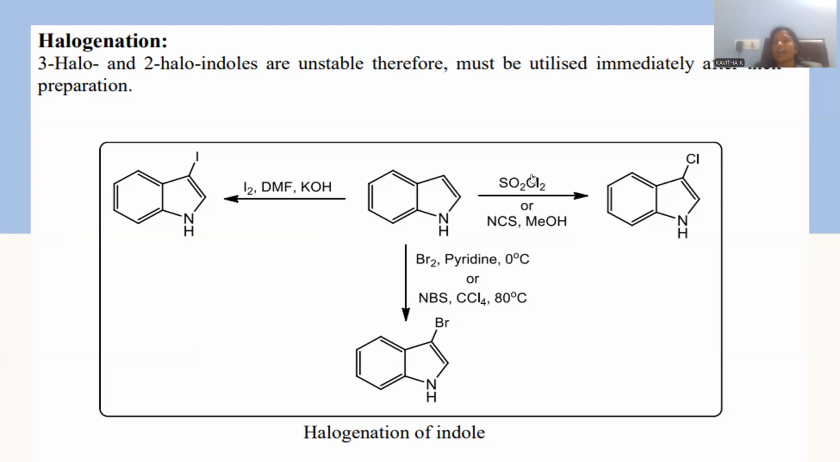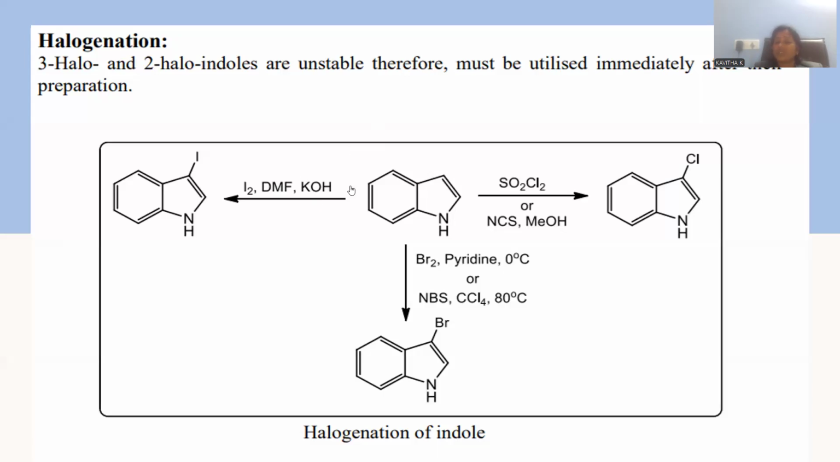If you are treating with thionyl chloride, it is a chlorinating agent. Thionyl chloride is supposed to give chloro indole as the final product. 3-chloro indole will be achieved. Let me add iodine in dimethyl formamide solvent.